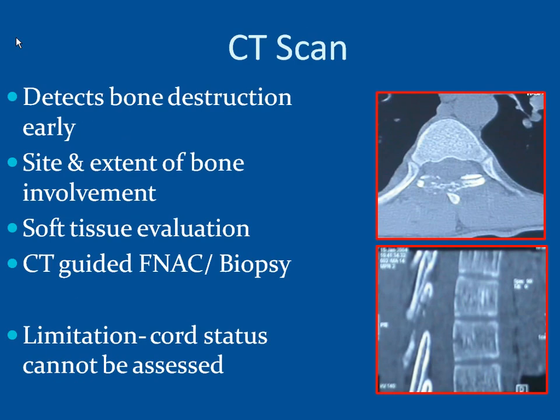A CT scan shows you an early destruction of the bone, and the site and extent of bone involvement can be very well deciphered. Soft tissue evaluation could also be made, and CT-guided biopsies could be carried out at that time. However, it has a limitation: it doesn't tell you about the status of the cord.